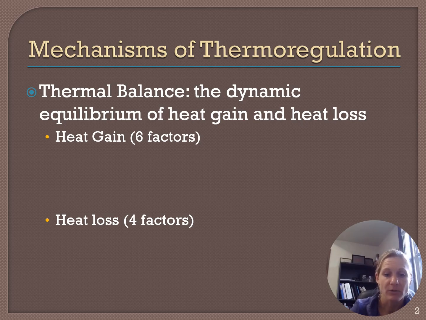Okay, so to kick us off, we have 6 factors that would allow us to gain heat. The factors that would allow us to gain heat in the right circumstances include radiation, conduction, convection, resting metabolic rate, muscle activity or physical activity, and then the thermic effect of food. Okay, so each of those factors will allow us to produce or gain heat within the body and therefore allow us to elevate body temperature.